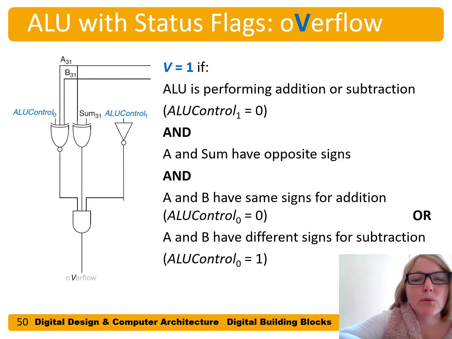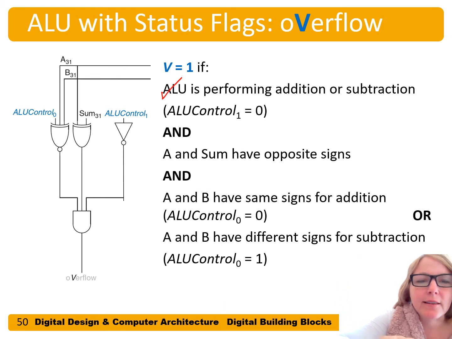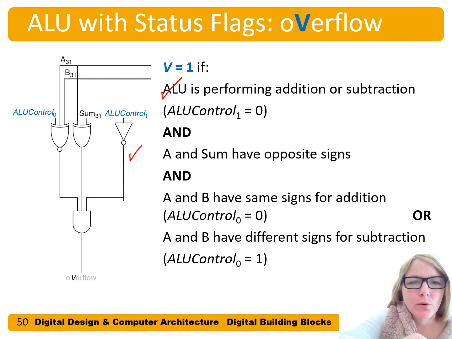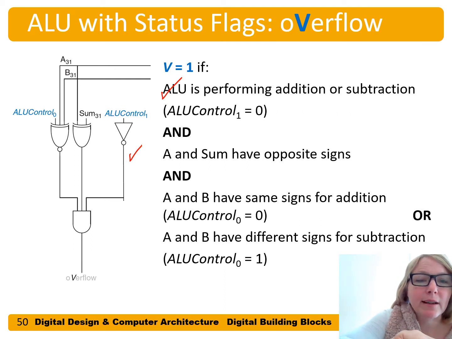Okay, so overflow is going to be 1 if the ALU is performing addition or subtraction. That's that wire there. And A and sum have the opposite signs. That's this wire here.